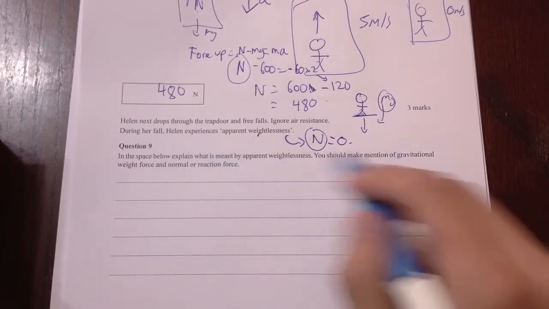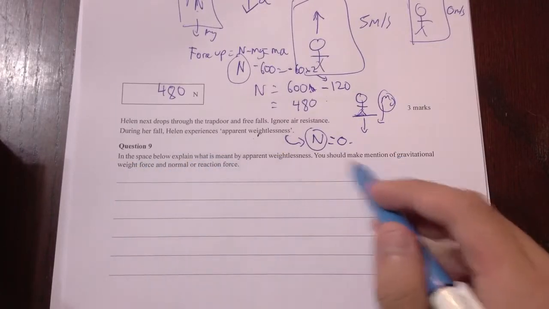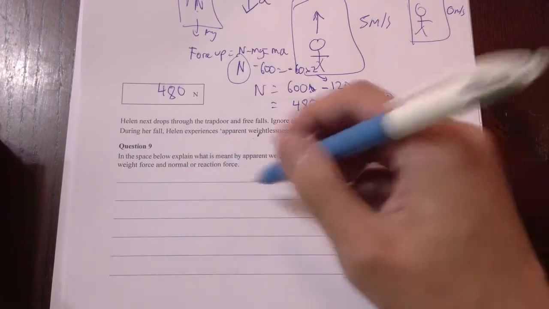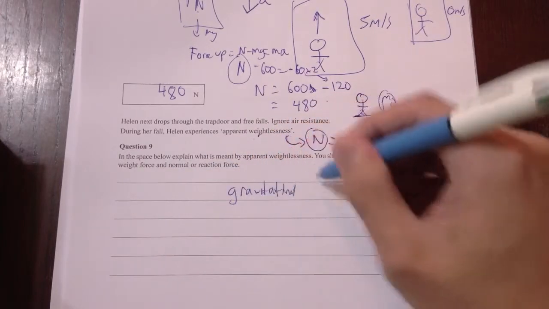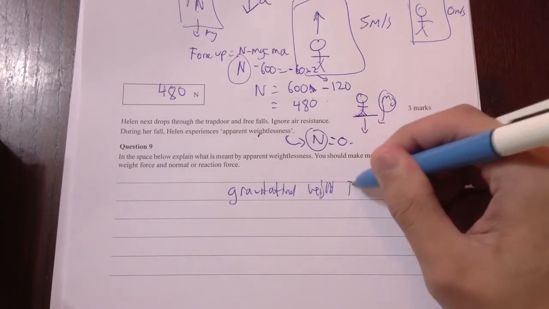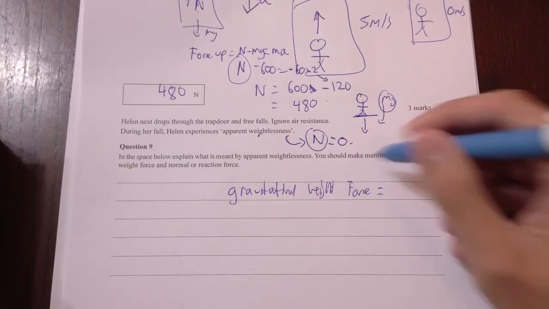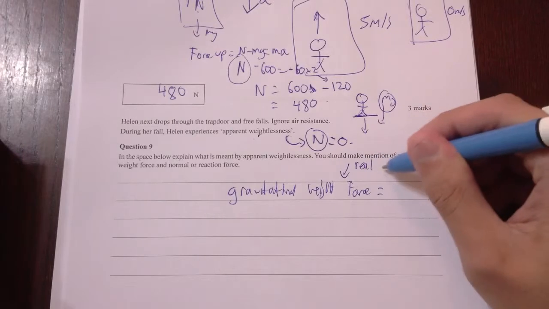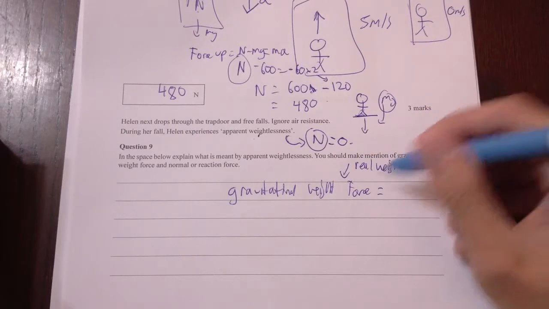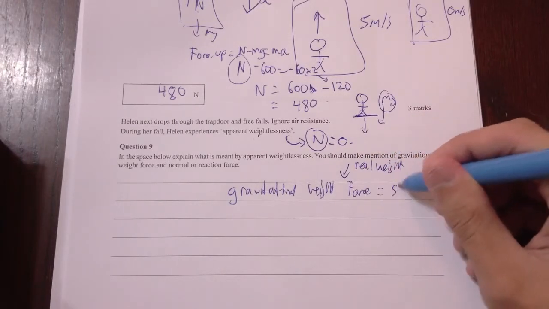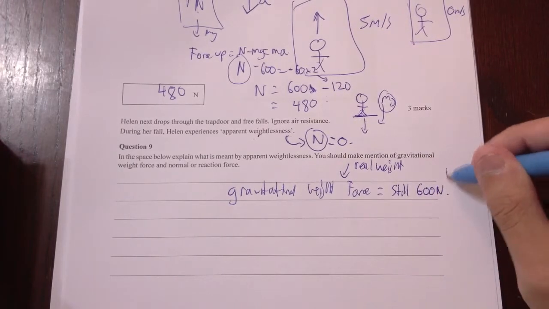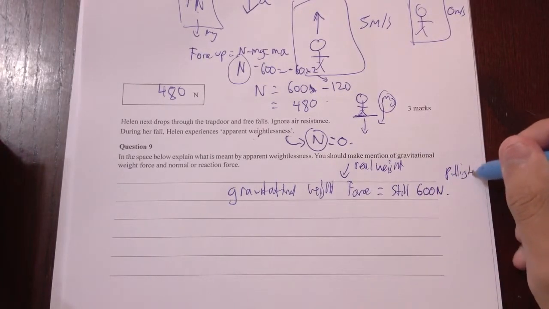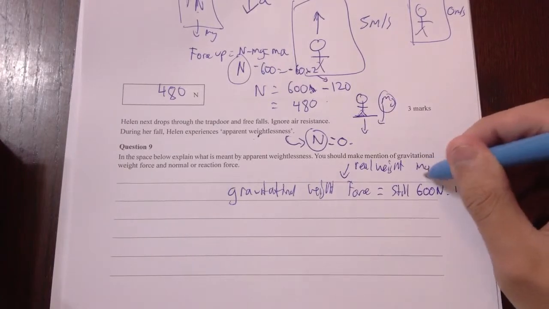That may have confused you, but I'll try and explain it now. The gravitational weight force is a force that pulls us towards gravity. That's our real weight, our true weight. And that's still 600 newtons for her. It's still pulling her in. Well, that's mg.